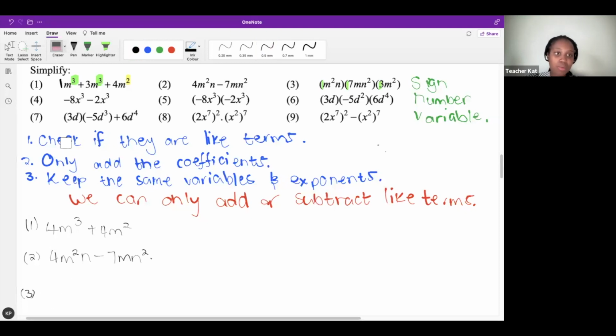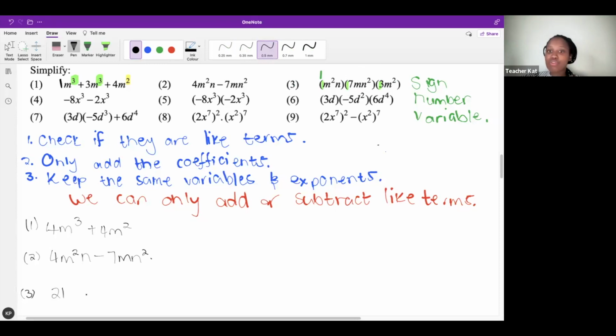And then N is my number. Okay, I'm not going to write the positive. You guys just know it's positive. N is the number. There's nothing there. So as we said, if there is no coefficient, the coefficient is a 1. So it's 1 times 7 times 3. What is 1 times 7 times 3? That is 21. Thank you.